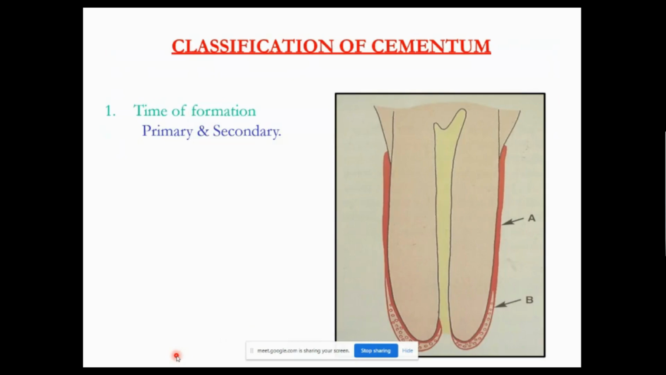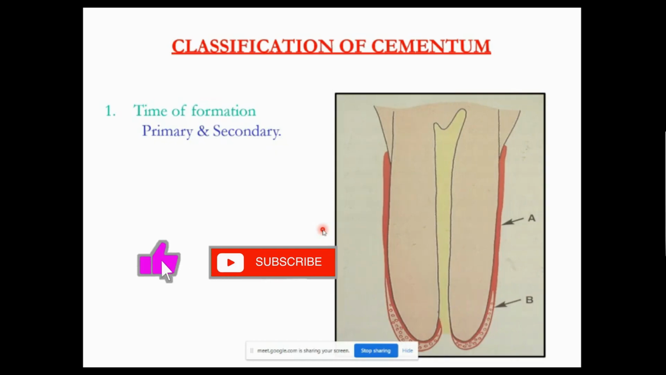So let's go to the classification of the cementum. Depending upon the time of formation, primary and secondary. Whatever cementum is formed during the root formation is called primary cementum. But once the tooth comes into the functional position, whatever is formed later on, throughout life as well, like in the apices, I'll tell you a type of cementum which is formed called hypercementosis. That is called secondary cementum. Primary is during the root formation. Secondary is after the tooth comes into occlusion.